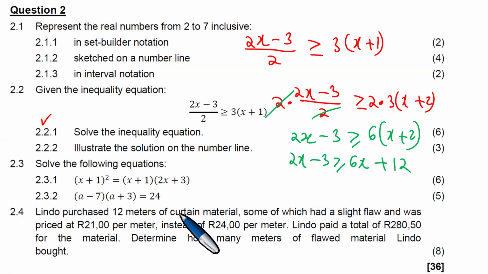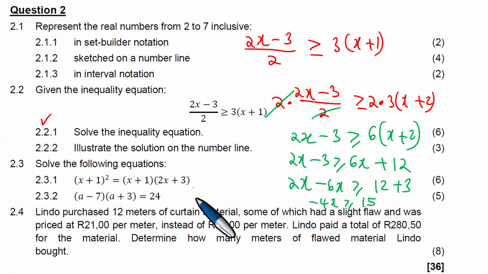Okay, now what we do is we collect like terms. We put the x's on one side and we put the non-x terms on the other. So there's 2x, we bring the 6x to this side and we have 12 plus 3, like so. What is 2x minus 6x? It is negative 4x, which is greater or equal to 12 plus 3, which is 15. Giving us -4x is greater or equal to 15.